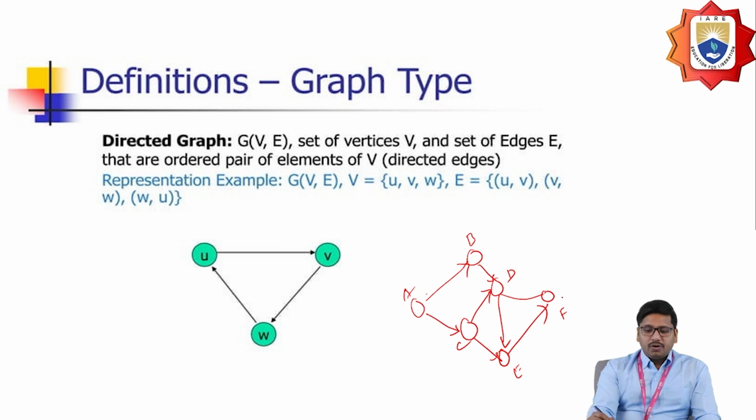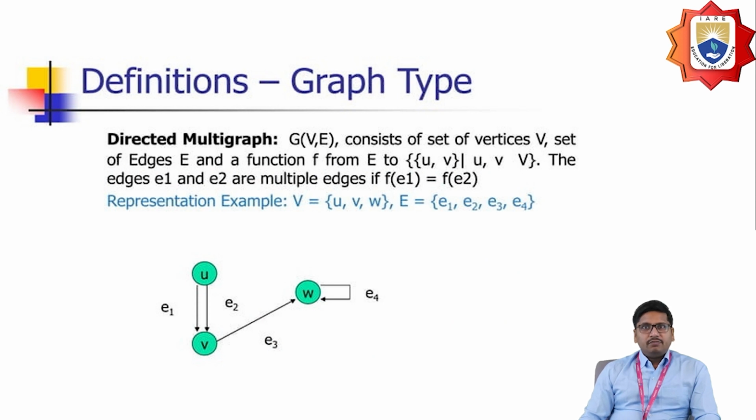Whenever the graph does not hold any kind of directed edges, then it should be an undirected graph. So a directed graph is nothing but a set of vertices and edges which are joined by directed edges.